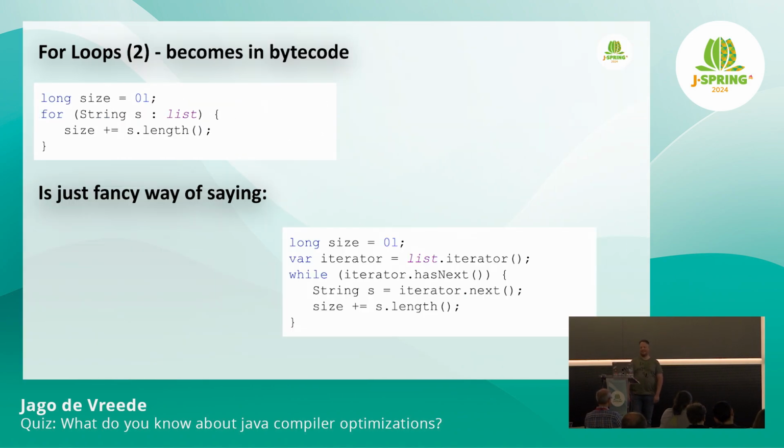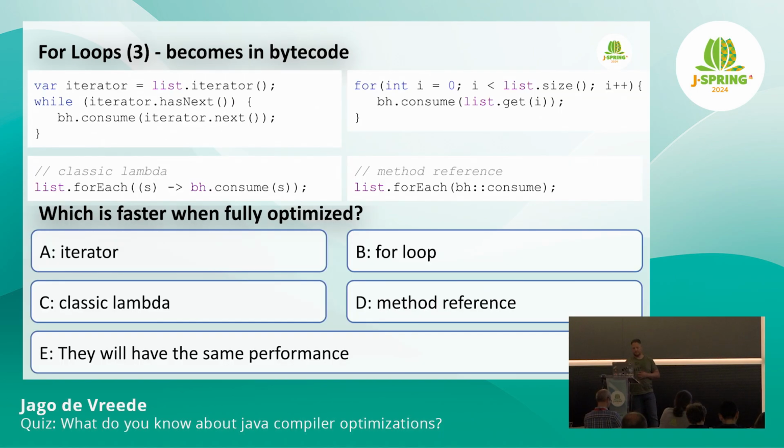Well, yet again, the enhanced for loop is just a fancy way of saying an iterator. You actually need to implement the iterator if you want to do some enhanced for loops. We call it an enhanced for loop because it's just syntactic sugar on top of the while iterator. So they are exactly the same, so they perform the same.